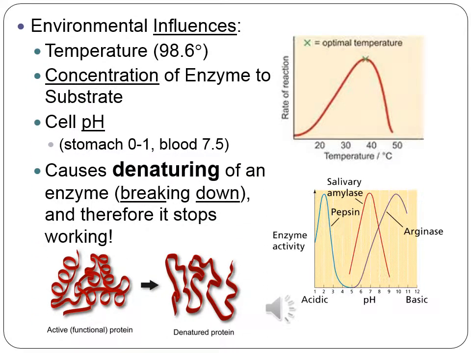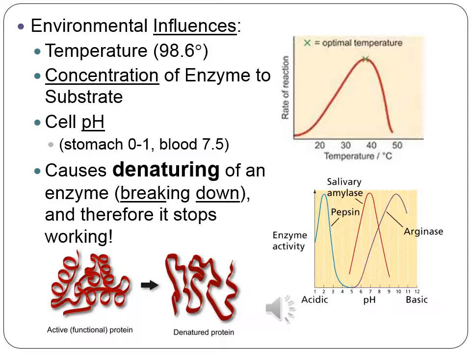Of course, the environment can influence an enzyme. The temperature, the concentration of the enzyme to the substrate, the cell pH, all these things can cause denaturing of an enzyme. Denaturing means to break down. And if an enzyme is denatured, it stops working. So, on the graph on the top right, the optimum temperature, the best temperature that this enzyme works, is around 37 degrees Celsius. So if the enzyme is at a different temperature, it's not going to work at its best. And it could be denatured if it gets too hot or too cold.